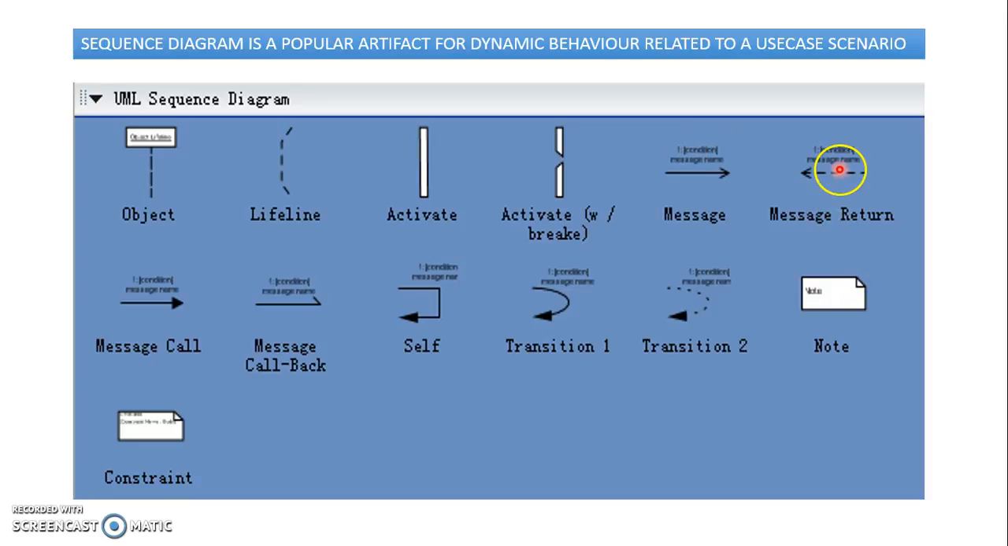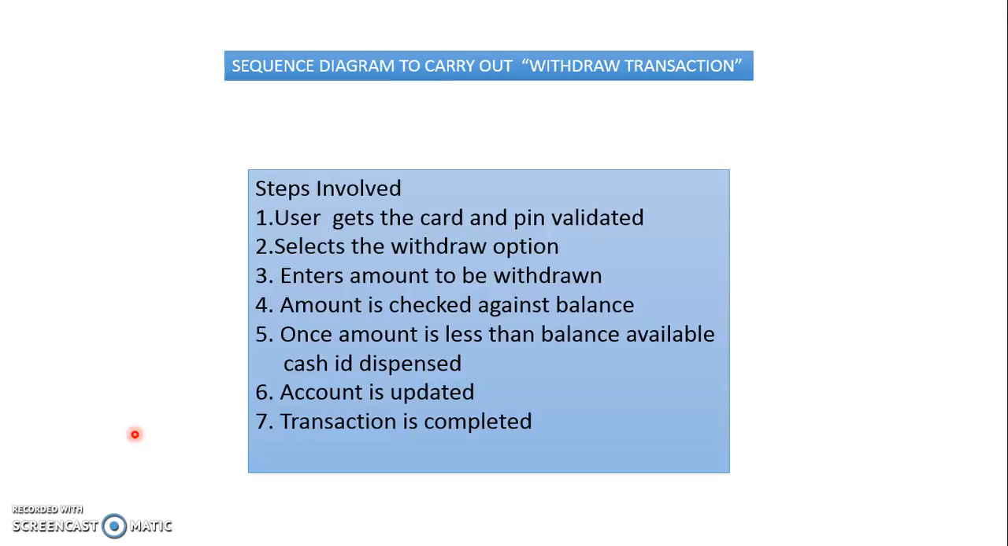And this is the symbol for a return message, using a dotted line. And these are the various message forms we can use, for self-looping, etc. Other than this, further descriptions can be enhanced using notes and constraints. Now, using this set of pictorial representations, what we are going to look at is how the sequence diagram for a withdraw transaction looks.